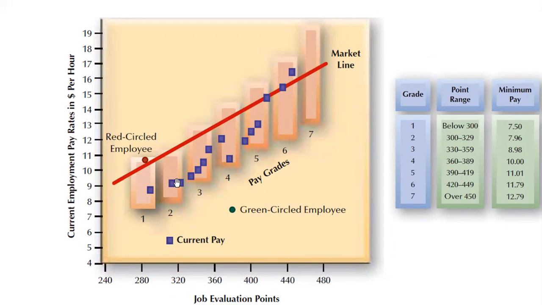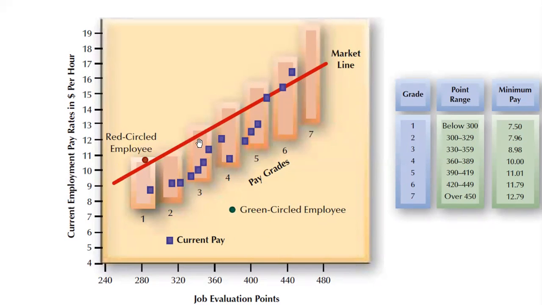Now, when you see these blue dots, these are the current pays given in the market, so the data is determined from the market survey. These blue dots refer to the current pays actually paid by our organization. And these green dots, unfortunately, we don't have green dots available here. Green circle employees are those who follow the trend. They are paid as per this market line.